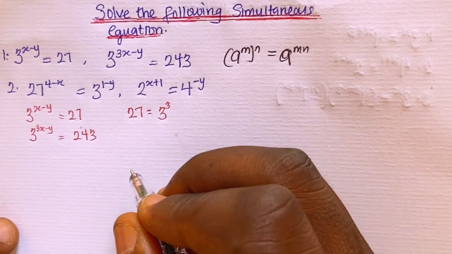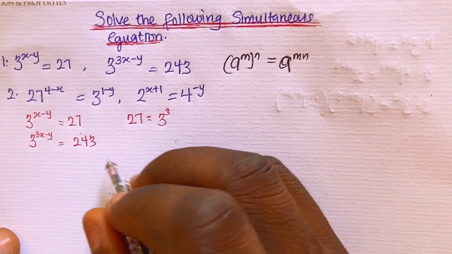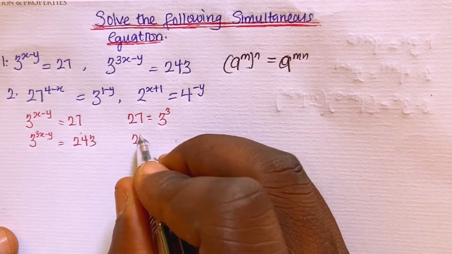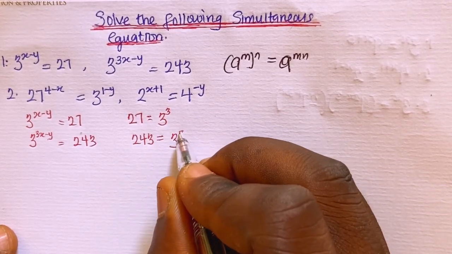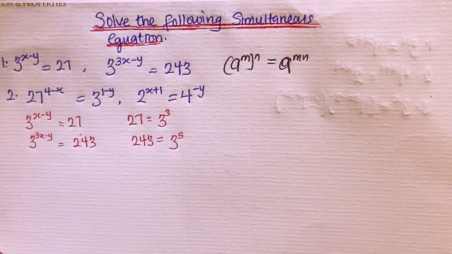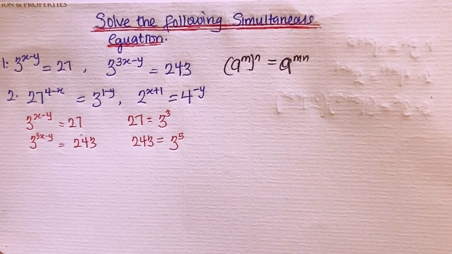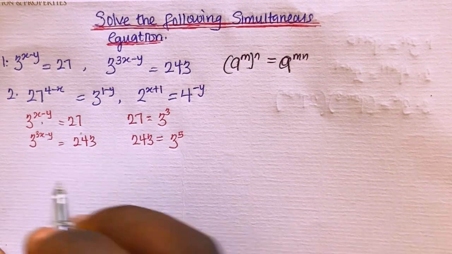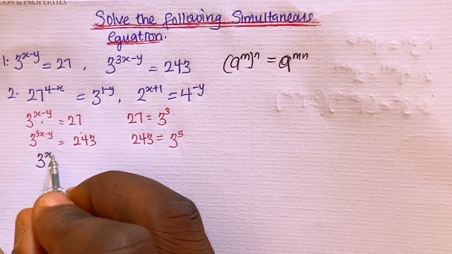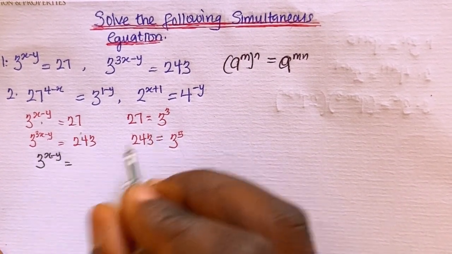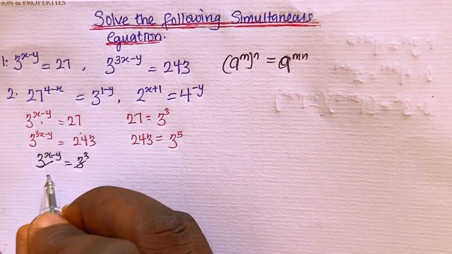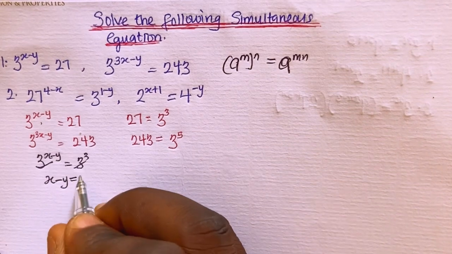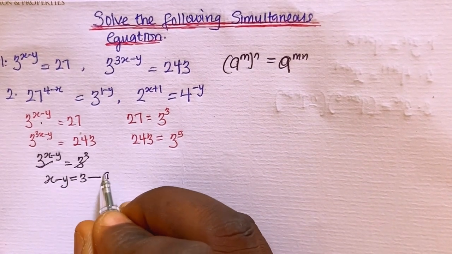Then 243 can also be expressed as 3 exponential 5. Exactly, it should be 3 exponential 5. So now my first expression, 3^(x minus y) equals 27, is 3 raised to the power 3. This cancels this, so I have x minus y equals 3. We call this equation 1.